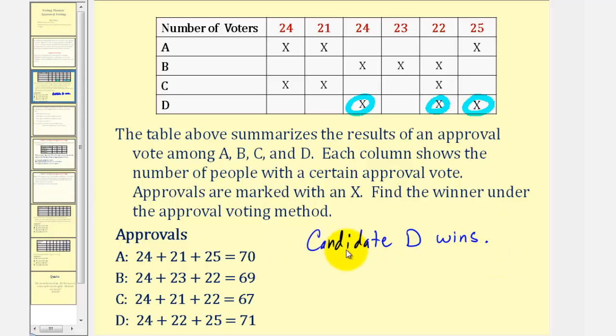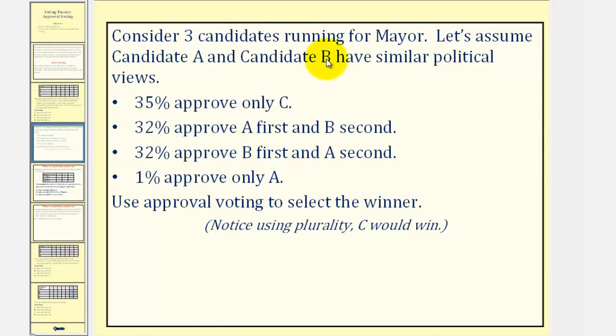Let's take a look at a second example. Consider three candidates running for mayor. Let's assume candidate A and candidate B have similar political views. 35% approve only of C, 32% approve A first and B second, 32% approve B first and A second, and 1% approve only A.